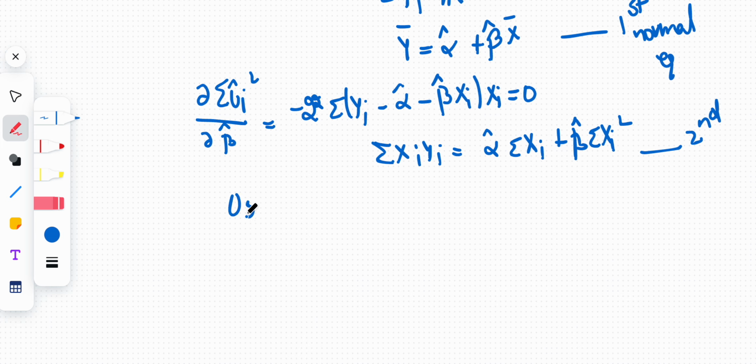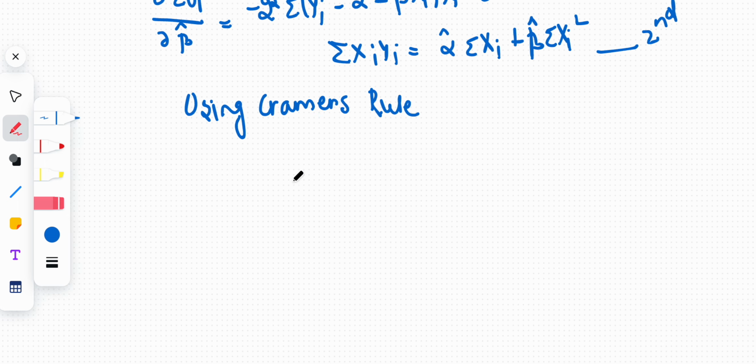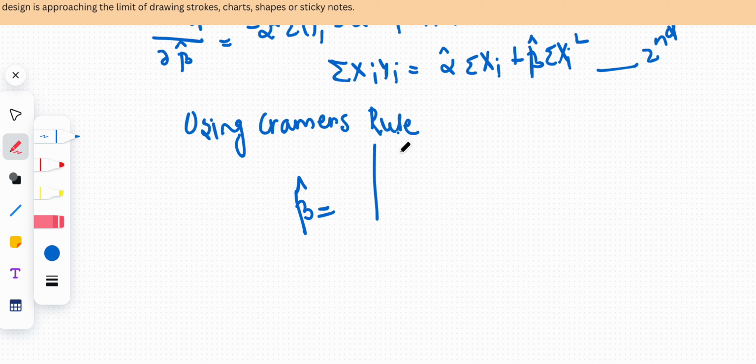Now using Cramer's rule, I will calculate beta cap, which will go something like n, just xi. This is not gonna work, right?